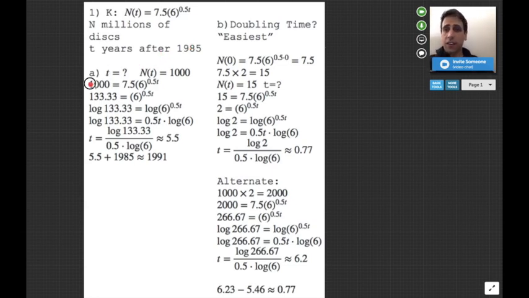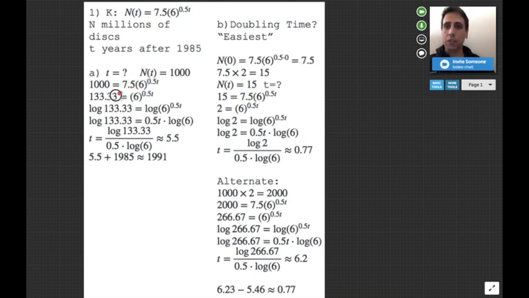Let's get started. We want to know the time when N of t has an output of 1,000, and you might say, Mr. Bergman, what if it says 1 billion in the textbook? And I know it does, but remember, N is in millions of disks, so 1,000 millions is a billion. Your output is 1,000. You put that over here, and then you get 7.5 times 6 raised to the 0.5t. And then we have to undo these operations until eventually we get to t.